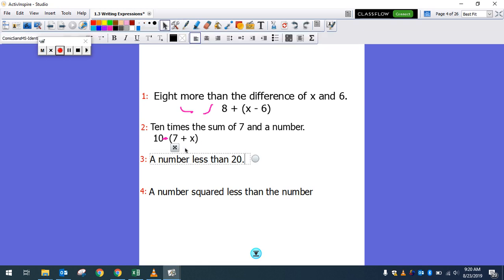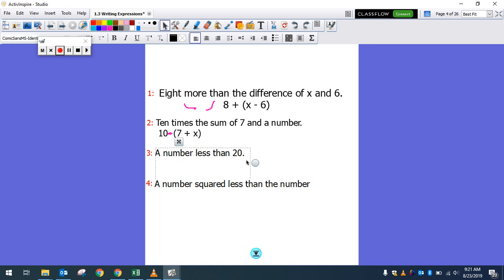20, a number less than 20. Let's go through this one. So less than definitely means subtraction, and it means you write it backwards. So a number is going to go at the end, so I put an x at the end, and the 20 is going to come first. So 20 comes first, less than means subtraction, and then a number, that x goes at the end.